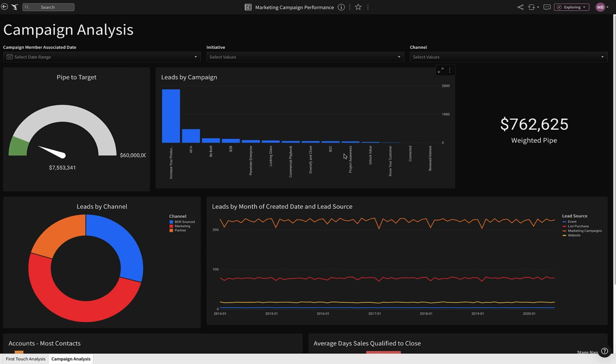Let's start by opening the Campaign Sigma workbook to get an overview of our campaigns, which provides us with key metrics for our active campaigns. This is where most business intelligence solutions end, but for Sigma, this is just the beginning.